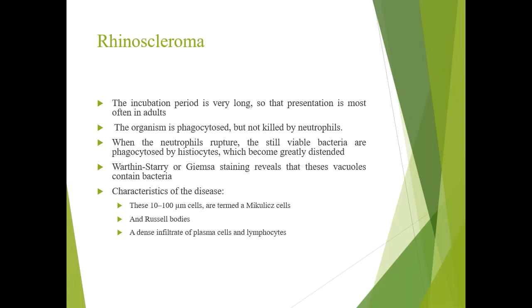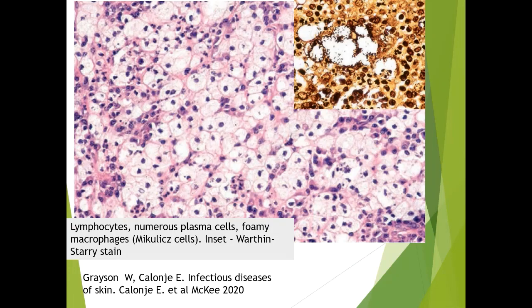The organism is phagocytized but not killed by neutrophils. When the neutrophils rupture, these still viable bacteria are phagocytized by histiocytes, which become greatly distended. Warthin-Starry or Giemsa staining reveals that these vacuoles contain bacteria. Characteristic of the disease are 10 to 100 micron cells, termed Mikulicz cells, and Russell bodies, with a dense infiltrate of plasma cells and lymphocytes. You can see lymphocytes, numerous plasma cells, and foamy macrophages, which are the Mikulicz cells. And this is a Warthin-Starry stain to detect bacilli.